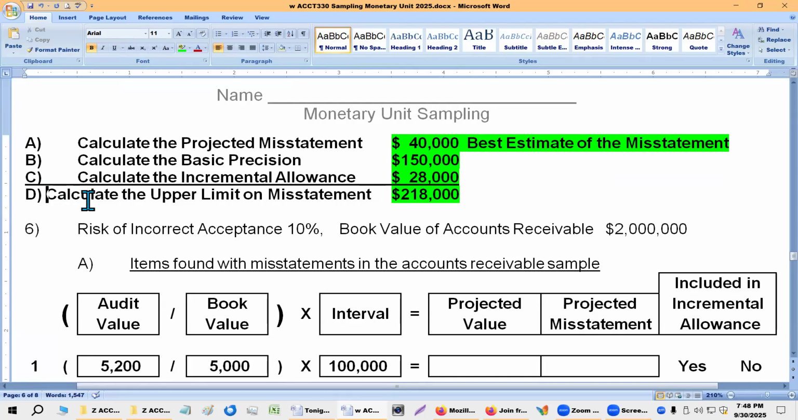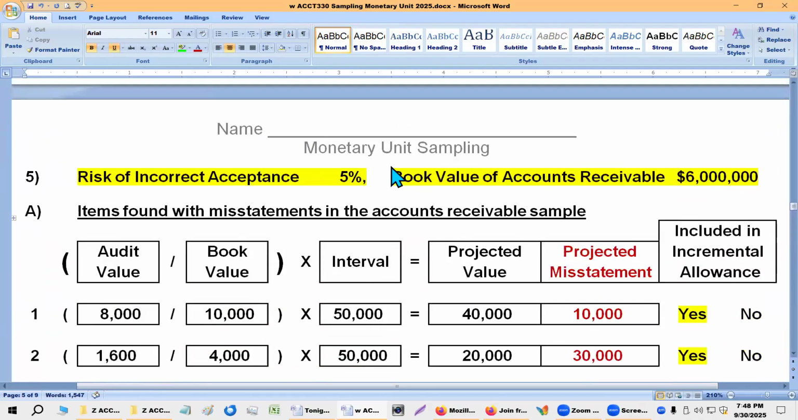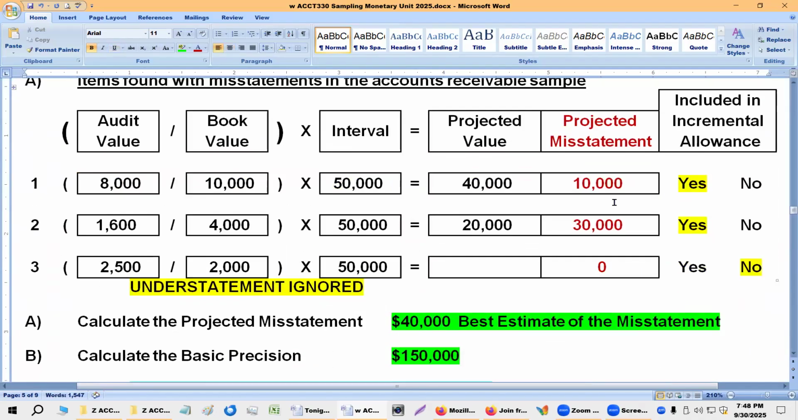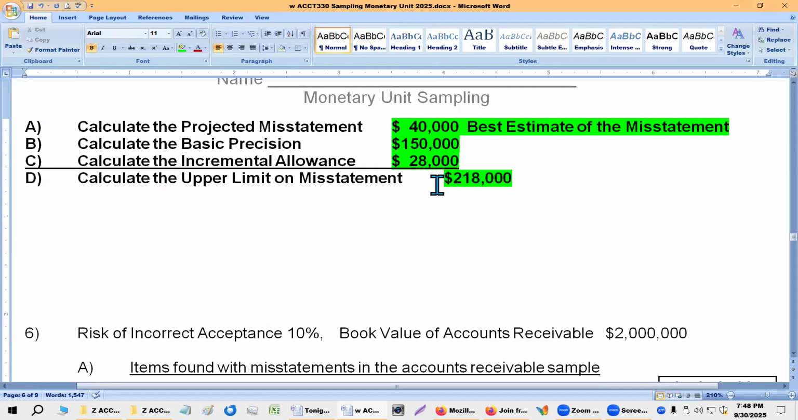This is what we'd use to determine whether we thought that the books were misstated. We would use this as the amount that we would allow for. So how big is it? The book value of the accounts receivable is 6 million. It's off by 218,000. Judgment call whether that is material or not. Our best estimate is that it's off by 40,000. Because this is a sample, it could be off by as much as 218.